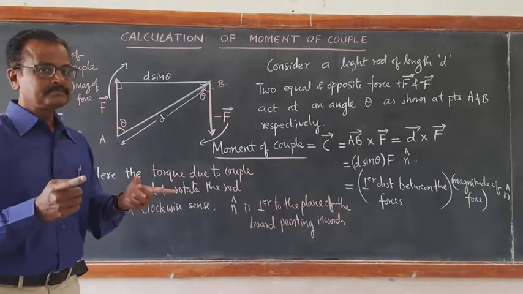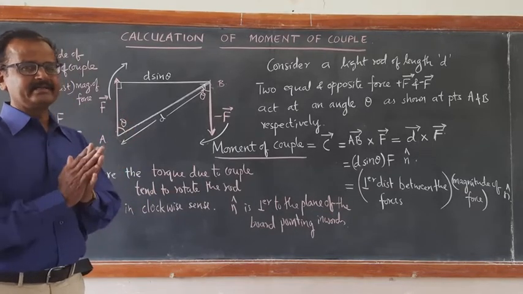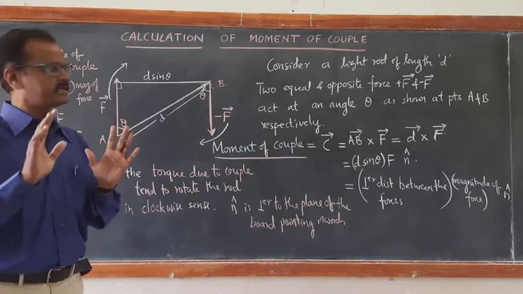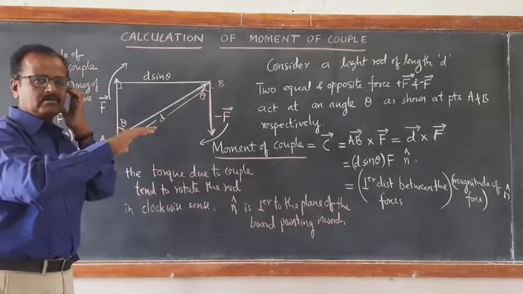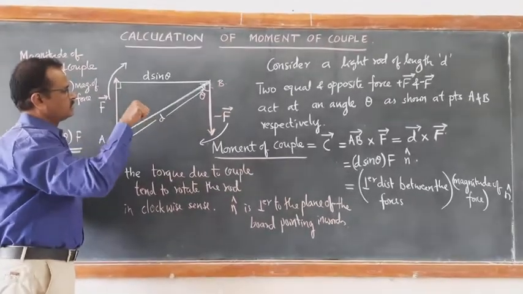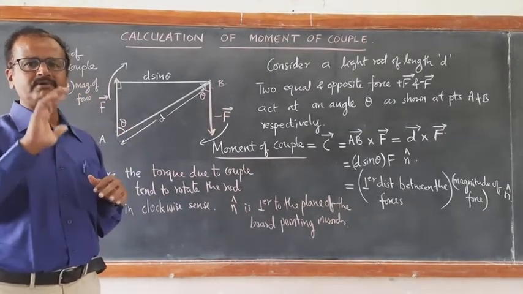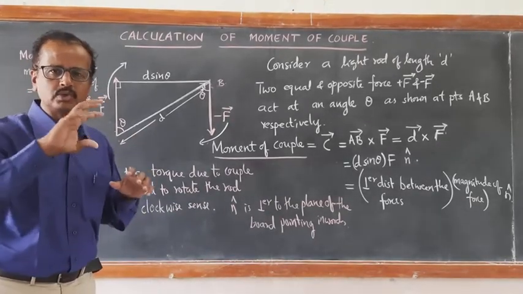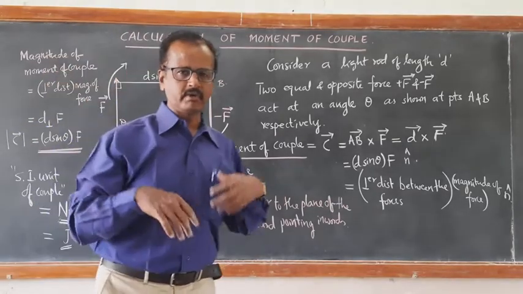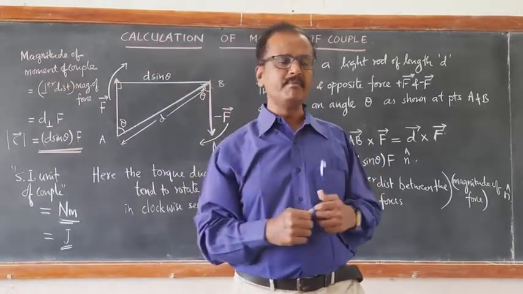But work done or energy is a scalar quantity, whereas the moment of couple or torque is a vector quantity. It is a vector quantity which is determined with the help of right hand thumb rule, right hand grip rule or right hand screw rule. Okay, now let us learn the next important thing, principle of moments.